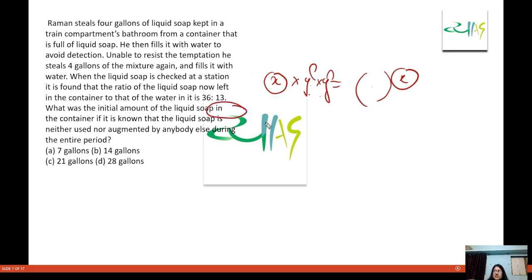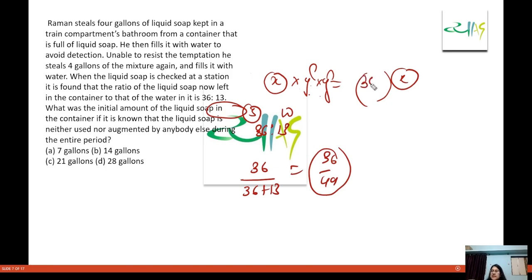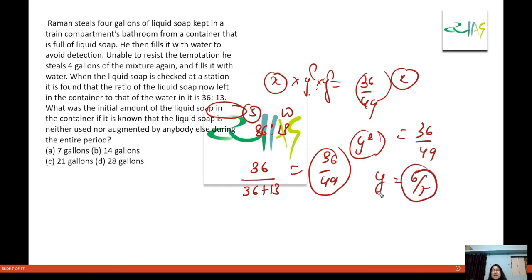Now it is given the ratio is 36 is to 13, but this is the ratio of soap to water, not soap to the liquid mixture as a whole. So what is the ratio of soap to the mixture as a whole? 36 divided by 36 plus 13, so that is 36 by 49. So we know this is 36 by 49. So this y square is equal to 36 by 49. So y is equal to what? 6 by 7. That means 6 by 7 of the quantity of soap is left in the container.